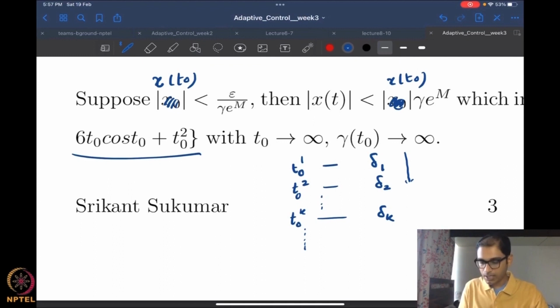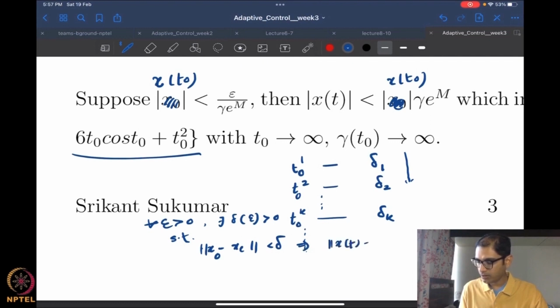Now let's look at the stability definition. What does it say? For all epsilon positive, there has to exist some delta such that if the initial condition is delta away, then my solution is epsilon away.